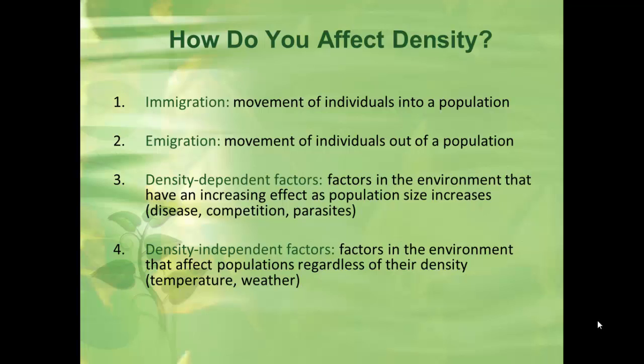The other two factors that are going to affect density are density-dependent factors and density-independent factors. Density-dependent factors are factors in the environment that have an increasing effect as population size increases, things like disease, competition, and parasites. The more individuals you have in a population, the more competition there will be for food, resources, mates, housing. There will also be an increase of disease and parasites in the population as it grows. Density-independent factors are factors in the environment that affect the population regardless of how large or small it is. These are things like temperature and weather.